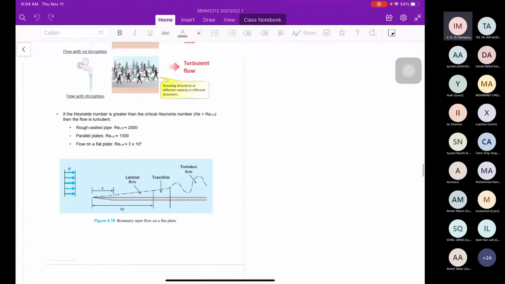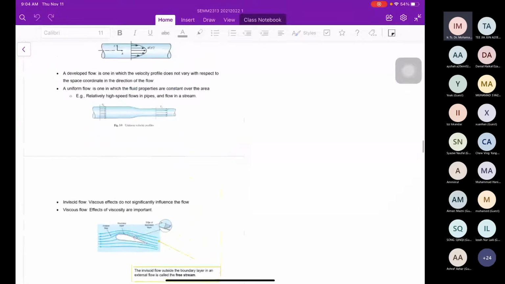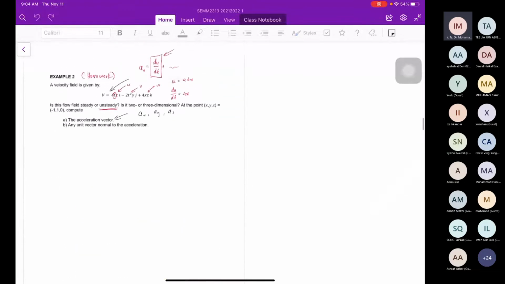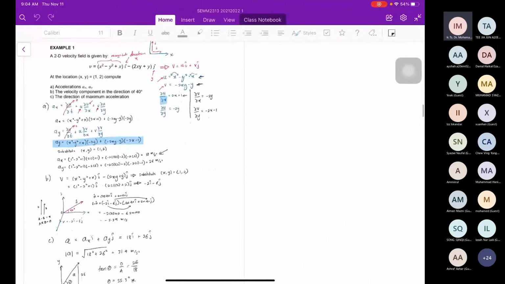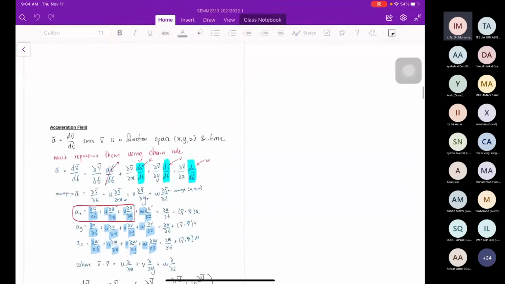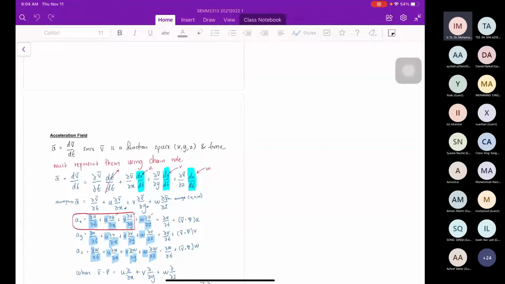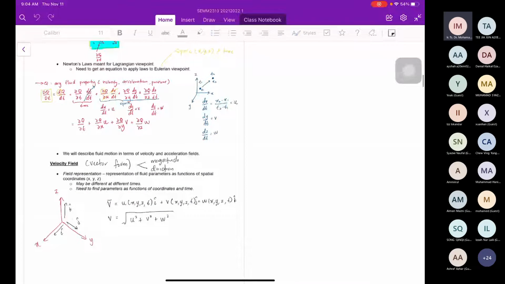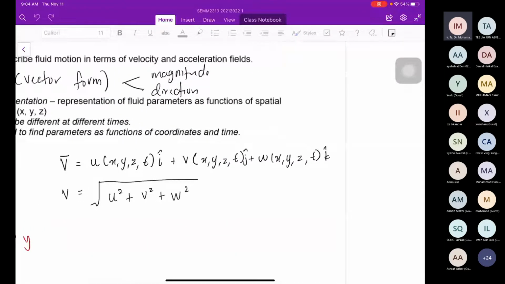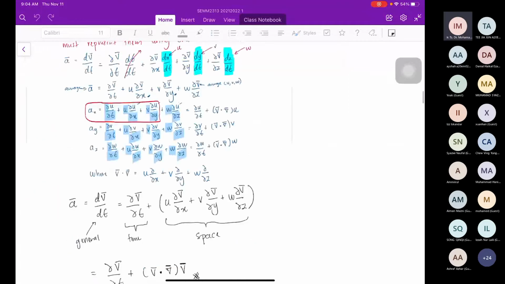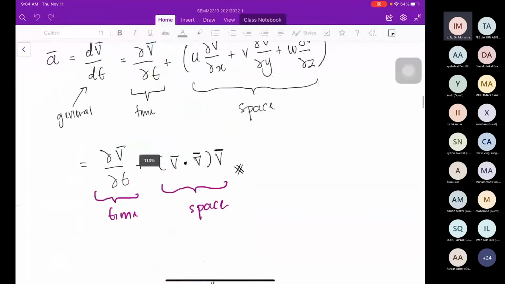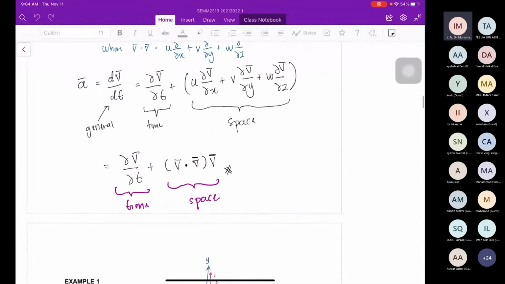Today we're going to continue with the classification of fluid flow and then the Bernoulli equation. Just to recap what we learned in yesterday's class: we learned how to derive the velocity and the acceleration from the Eulerian point of view. The Eulerian point of view consists of space and time. Thus, the velocity needs to be represented in terms of x, y, z, and time, and the acceleration is likewise presented in terms of time and space.